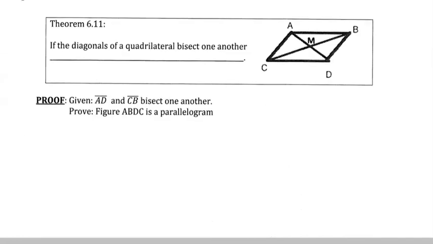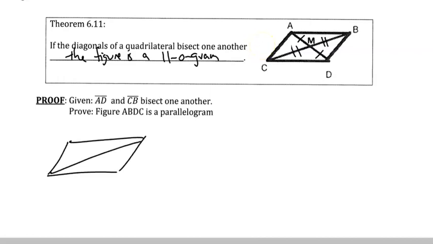The next one says if the diagonals bisect one another, then what do you think? The figure is a parallelogram. So if you knew that that was congruent to that, and that's congruent to that, then it is definitely going to be a parallelogram. Let me quickly show you. Once again, we're not going to do the whole entire proof.